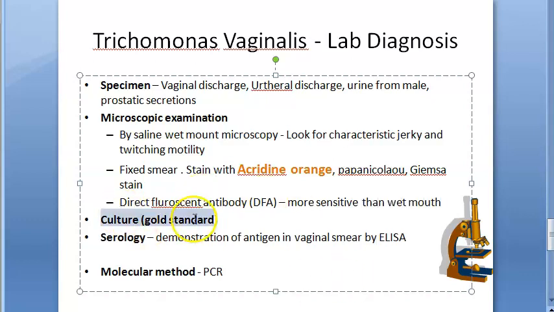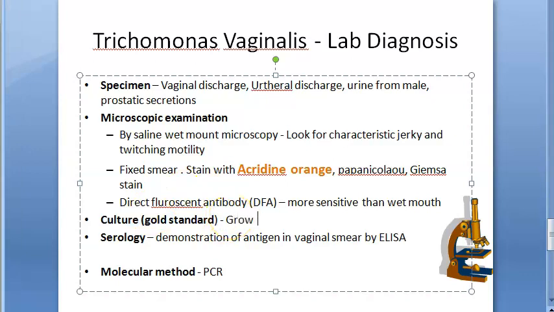Now moving on to the culture. The culture is the gold standard. It is recommended when direct microscopy is negative. So you will do it if you think direct microscopy, you didn't find anything, then you do some culture. Okay. It is the gold standard as well as the most sensitive, 95% sensitive method for the diagnosis of Trichomonas vaginalis infection. So Trichomonas vaginalis grows best at 35 to 37 degrees centigrade and anaerobic.